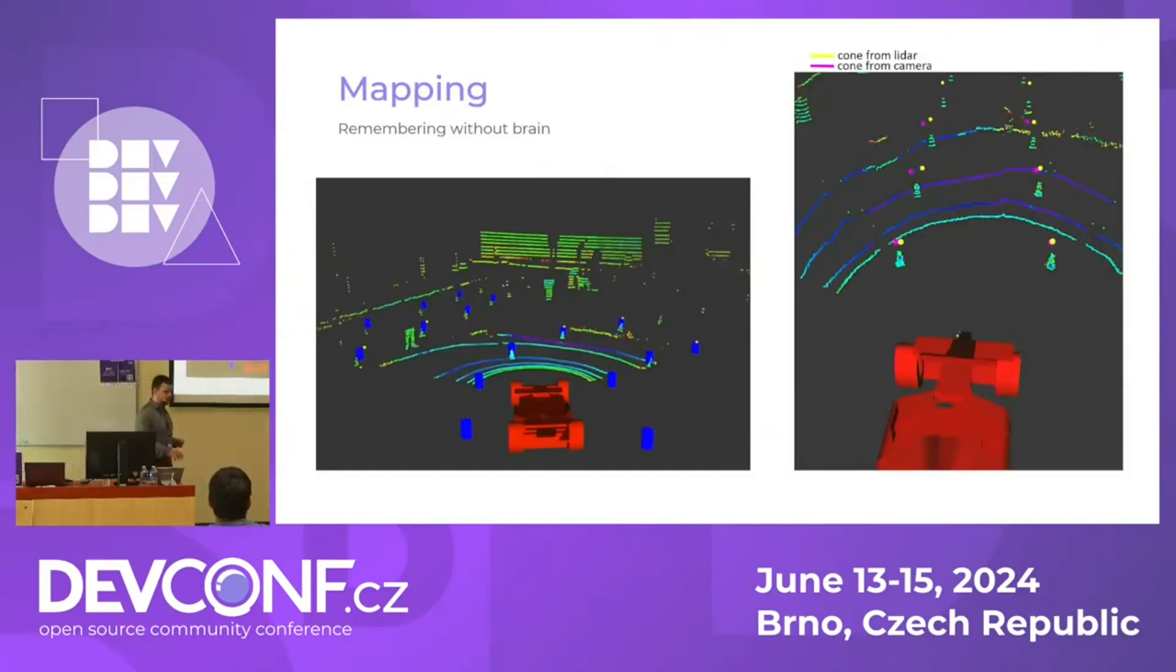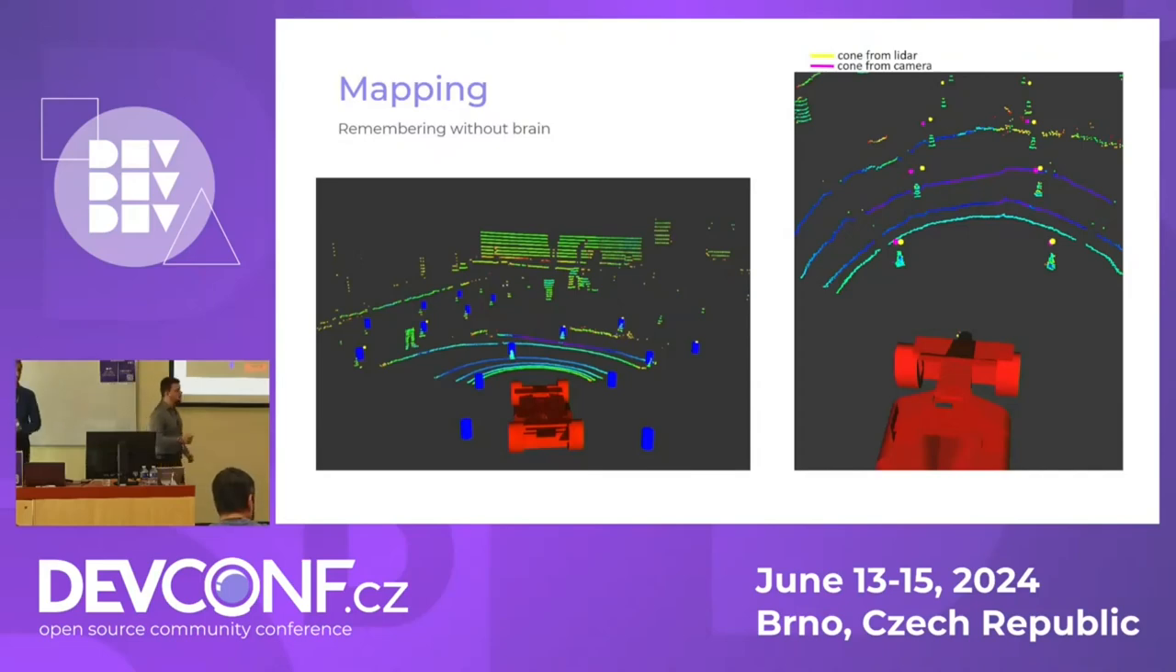Next part in our driverless pipeline is mapping. This part is really important for the path planning. Every frame you can detect cones from perception, so you know where the cones are at every frame. But you need to merge this data between the frames. This is the task of mapping.